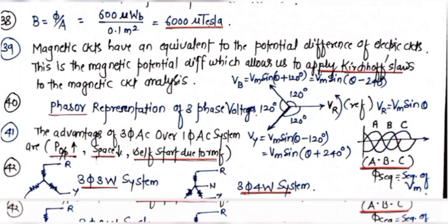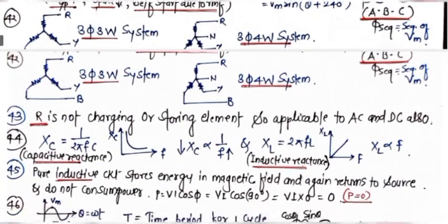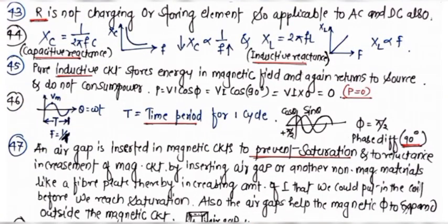This is the three-phase, three-wire system. This is the three-phase, four-wire system with neutral. Resistance is not a charging or storing element, so it is applicable to AC and DC also. Capacitive reactance Xc is equal to 1 upon 2 pi fC. Therefore, Xc is inversely proportional to frequency. As the frequency increases, Xc decreases, and XL, that is inductive reactance, 2 pi fL, is directly proportional to the frequency. XL increases, then the frequency also increases.